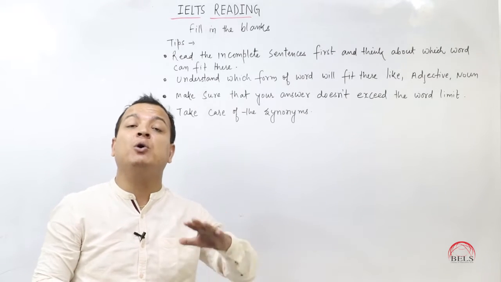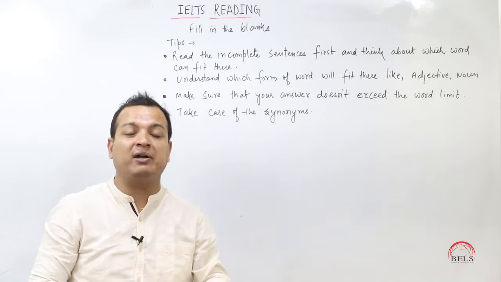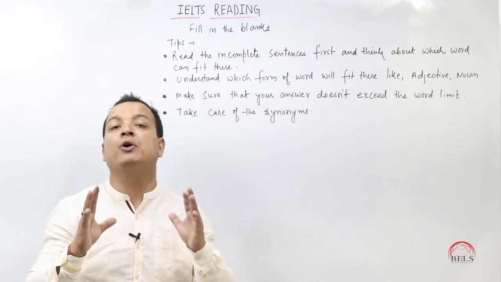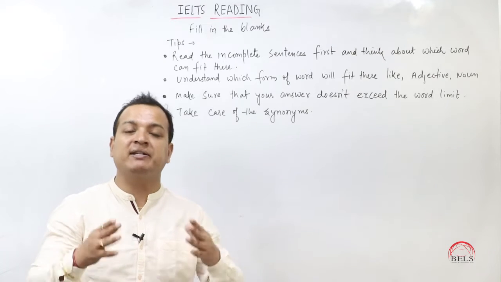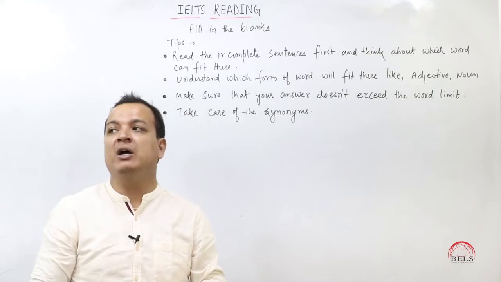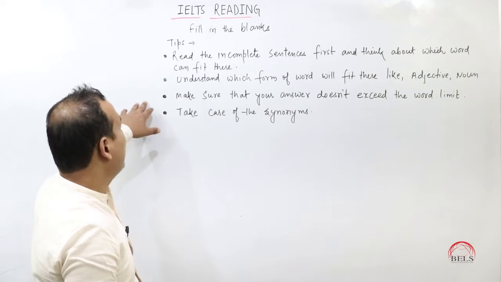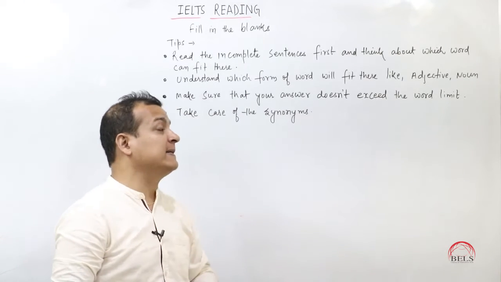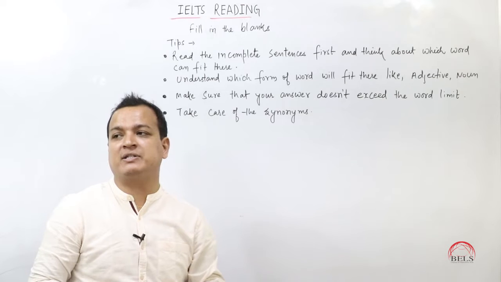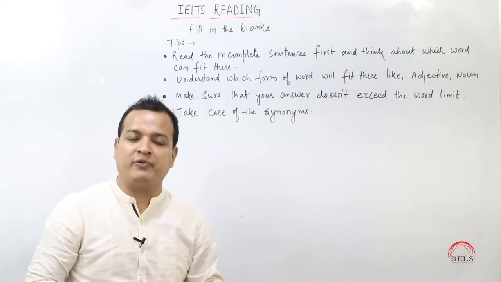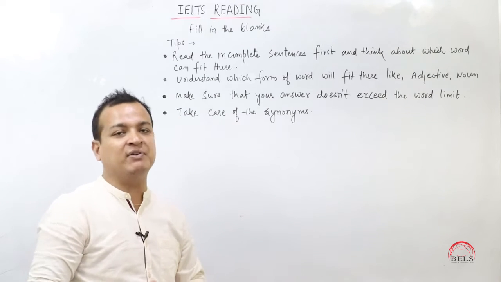And make sure that you understand the instructions. If it says no more than 3 words, do not write down more than 3 words. If there is one word, it should be only a one word answer there. Number 3, make sure that your answer doesn't exceed the word limit. That's very important to understand: you should not write down more than the word limit that is given to you.